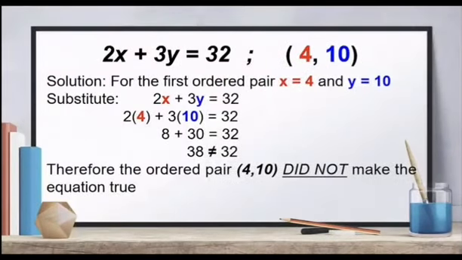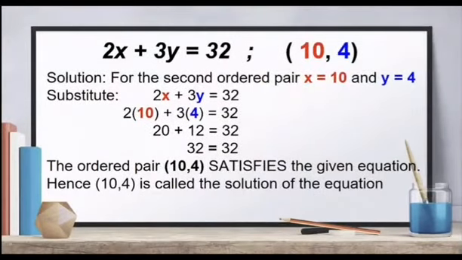For 2x + 3y = 32, where the first ordered pair is (4, 10), solution. For the first ordered pair, x equals 4 and y equals 10, substitute x by 4 and y by 10. So 2 times 4 we have 8, 3 times 10 we have 30. So 8 plus 30 is 38, which is not equal to 32. Therefore, the ordered pair (4, 10) did not make the equation true, hence it is not a solution.